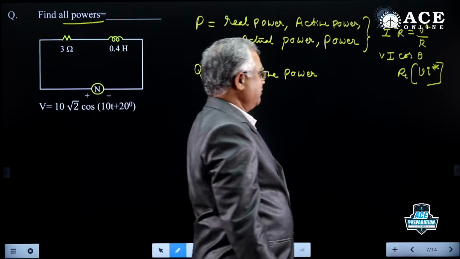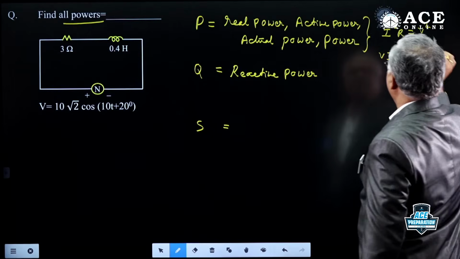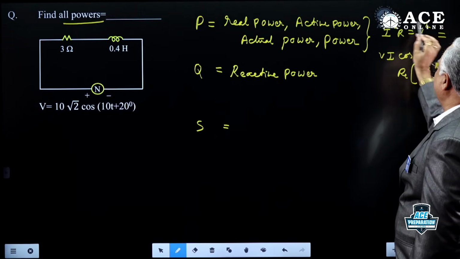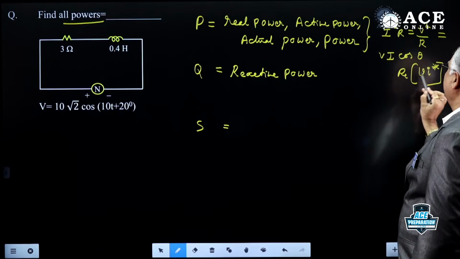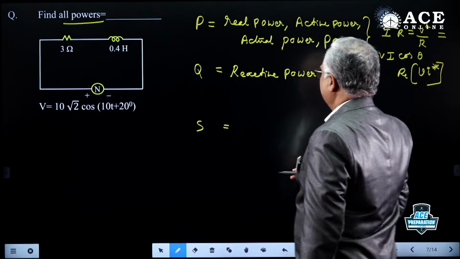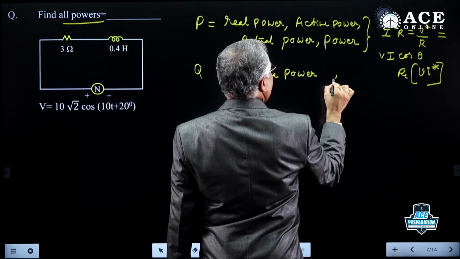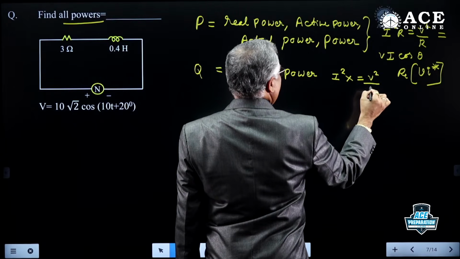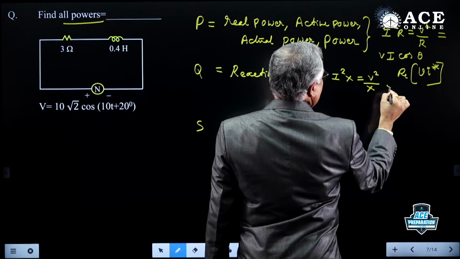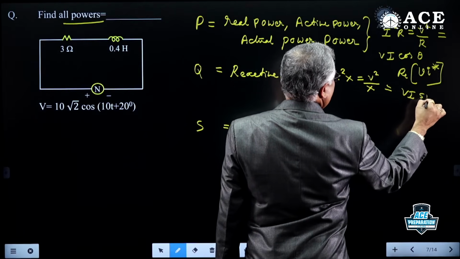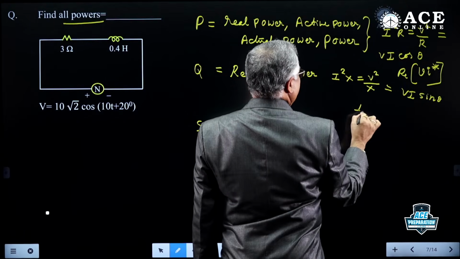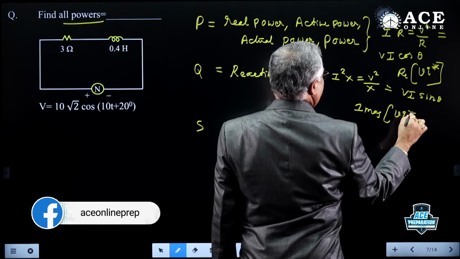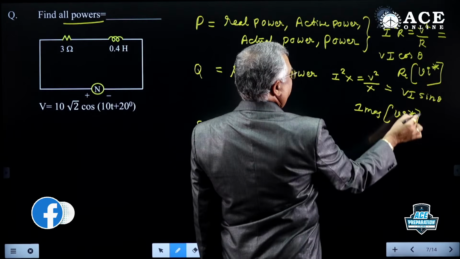We don't use all 4 formulas. Depending on the availability of the data, we use it. I square R, V square by R, most of you are familiar. But VI cos theta, real part of VI star. Then reactive power is I square X or V square by X, VI sin theta, imaginary part of VI star. Again we have 4 formulas.